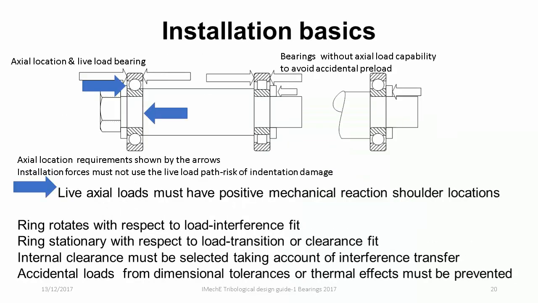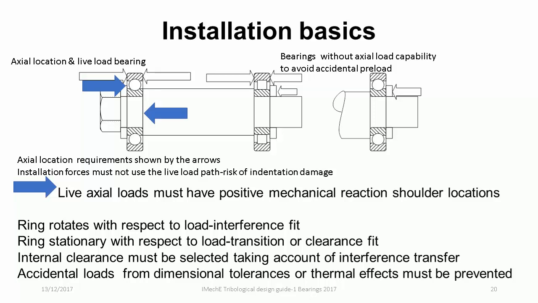So now I want to talk about the basics of how to install bearings correctly, because it's important to avoid accidental loading. Looking at this shaft here, at the left hand side we have the bearing which is providing axial location and taking the live axial load, and of course it will take some radial load. So it has a fixed and loose shoulder on the shaft and two shoulders in the housing, which I've shown by the arrows, and the blue arrows show the axial load direction.